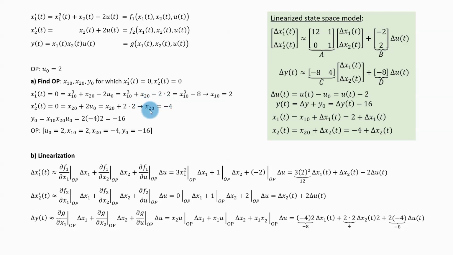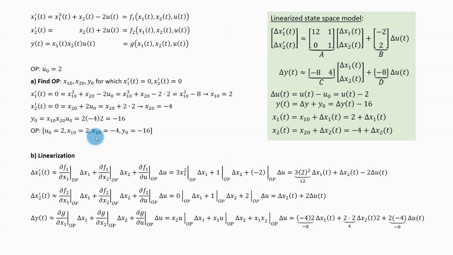Now I can take this and substitute it into my first state equation, which will give me this. And this is supposed to be equal to 0, so from here I can get that at the operating point my first state variable needs to be equal to 2. Now I can take this value and this value and substitute them into my output equation. That will give me this, so at the operating point my output will be minus 16. So these will be all the values that give me my operating point.